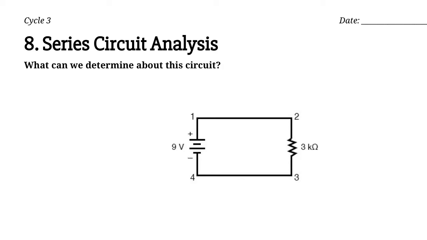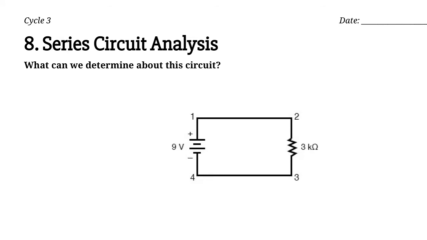What can we figure out about this circuit? So note a few things. This circuit has a 9-volt battery, indicated by these lines like this. Notice how the positive side is the longer line and the negative side is the shorter line, and it's telling us that it's a 9-volt battery. You know what a 9-volt battery looks like?